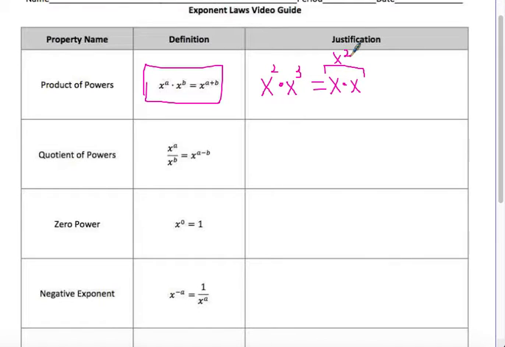And then we're multiplying this by x cubed, which would be three of them, x times x times x. So these three would make up x cubed. So altogether we have 1, 2, 3, 4, 5 x's multiplied together, which would mean we have x to the fifth power.